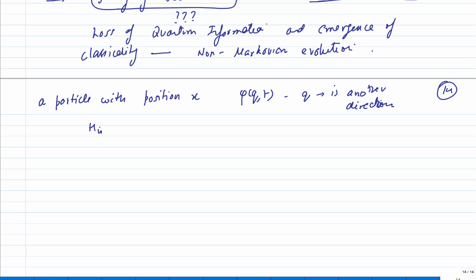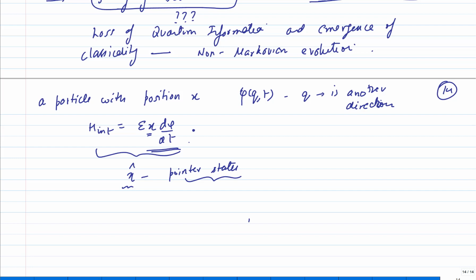And the way it interacts is the interaction Hamiltonian is given by, let's say, this guy. So essentially what's really happening is, as you can see, the operator X would be a natural pointer state. That's going to decide the pointer states, because this Hamiltonian is going to commute with the position eigenstates. So that's going to be your preferred basis for this sort of environment interaction.